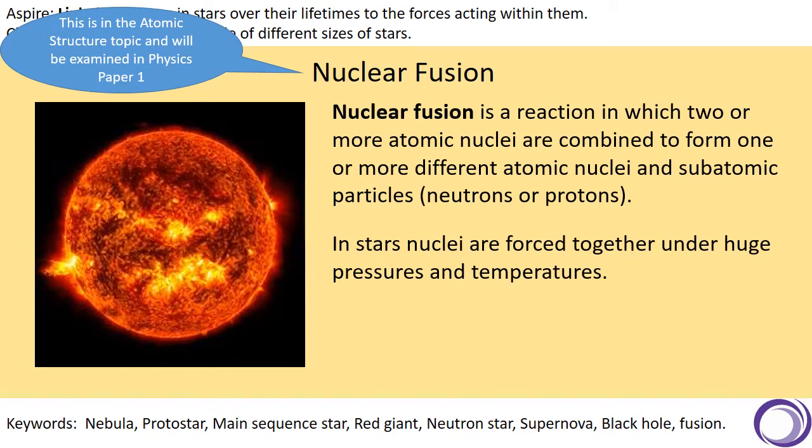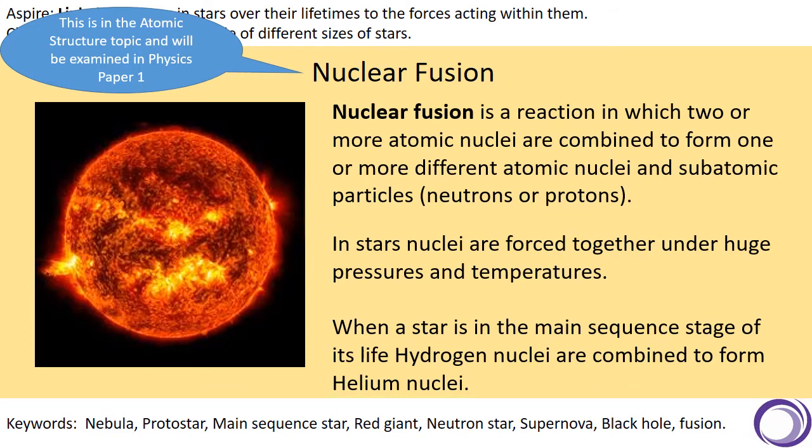For this to happen in stars, we need huge pressures and temperatures in order that we force the atomic nuclei close enough together for them to be able to stick. And when a star's in the main sequence, it's forcing hydrogen nuclei together into helium nuclei. So that's the first element in the periodic table, forcing them together to form the second element in the periodic table. Just be careful that you don't use the word atom when you're talking about nuclear fusion.